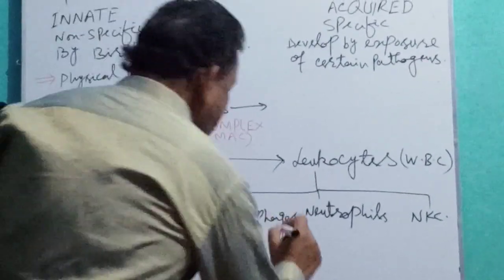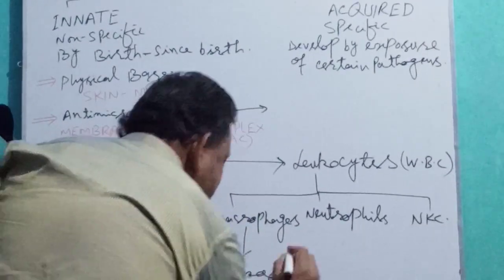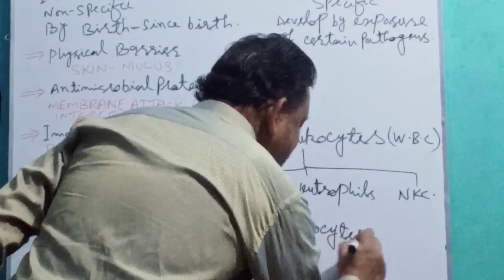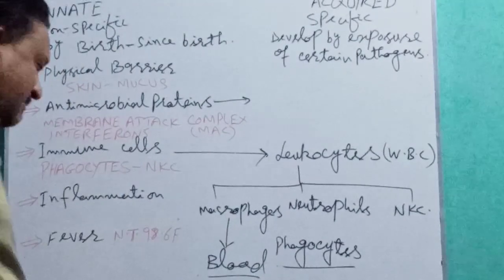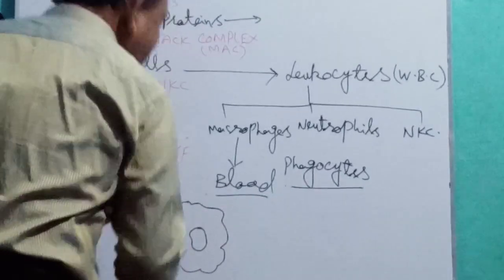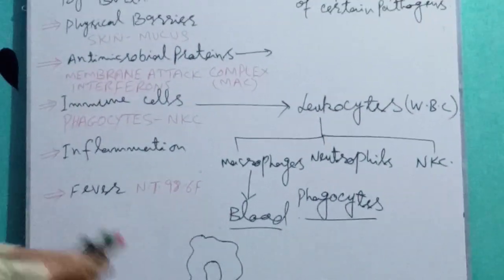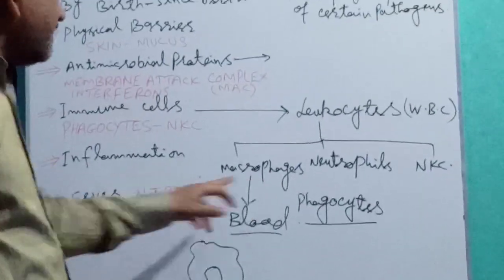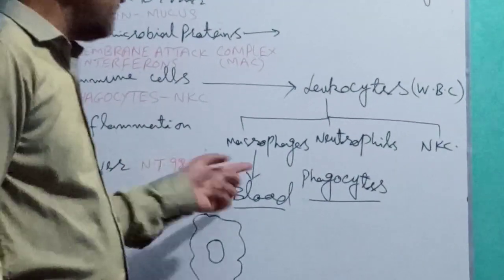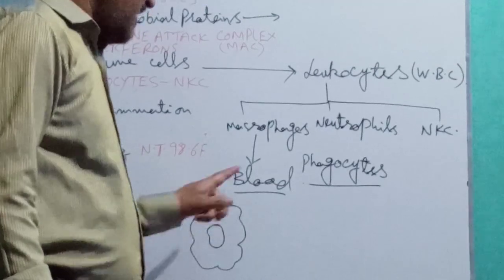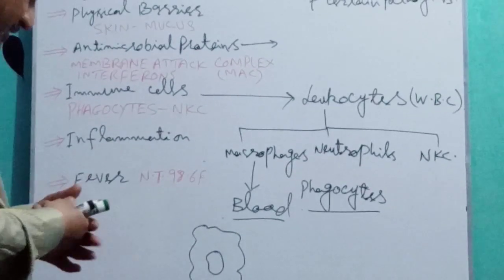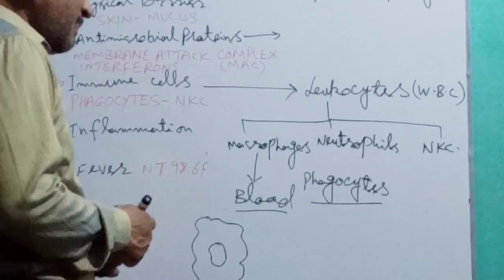The macrophages are the phagocytic cells. They are the phagocytes, like the dendritic cells. They are the big eaters. Actually, macro means big, phagy means to eat, big eaters. These are the big eaters. Actually they are the phagocytes. They ingest the microorganisms, bacteria and other microorganisms, and kill them.